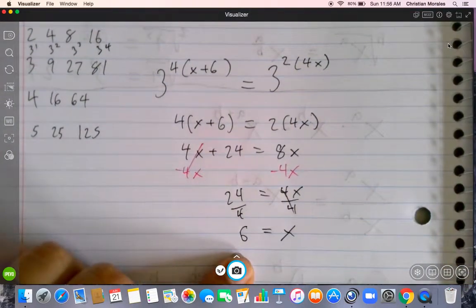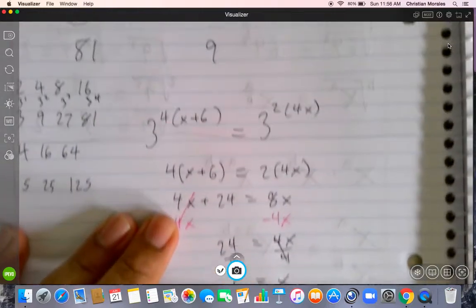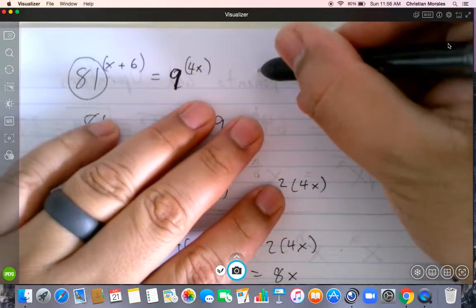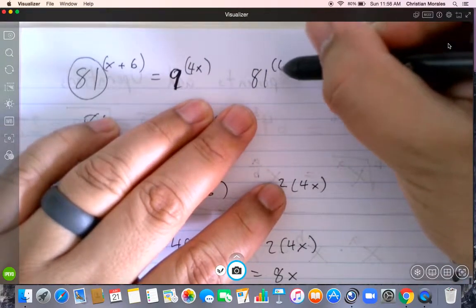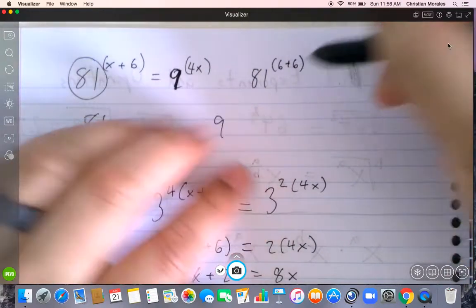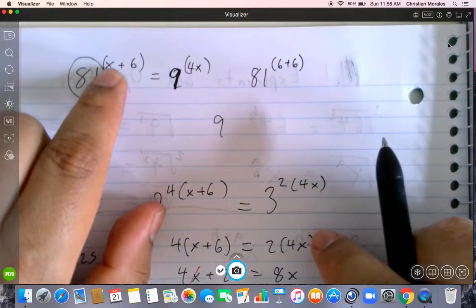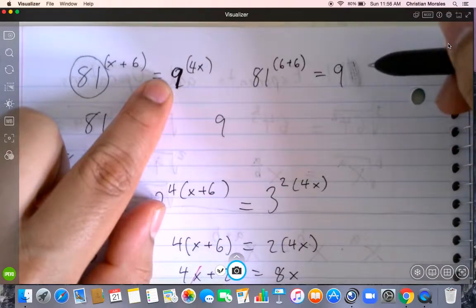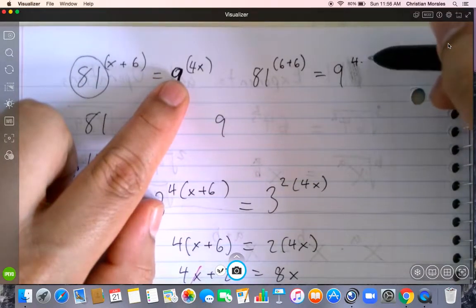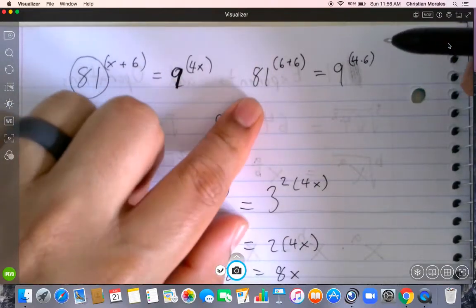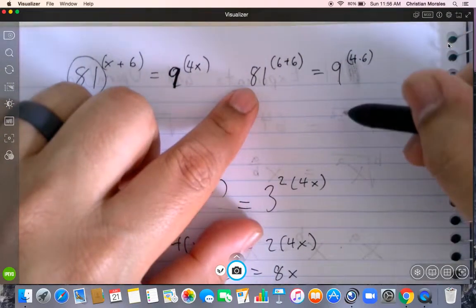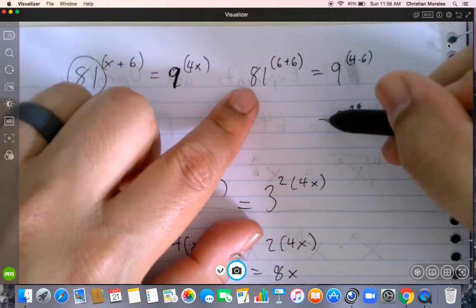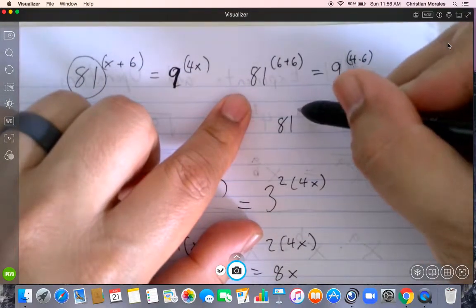That's my answer. So what does this mean? All right, well, if we go back to the original problem, if you put 81 to the 6 plus 6, what did I just do? I replaced the x with the answer 6, is equal to 9 to the 4 times 6. So if you combine these, this would be 9 to the 24th power. And this would be 81 to the 12th power.